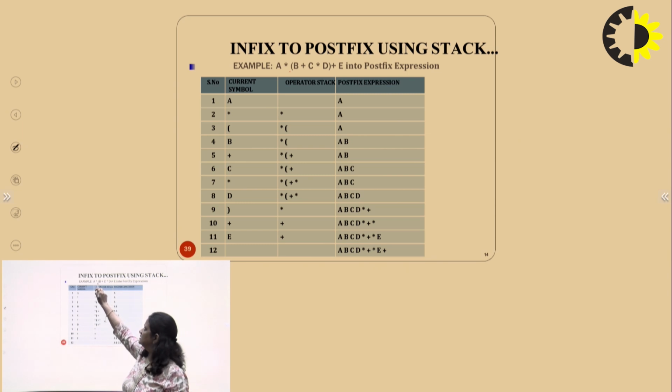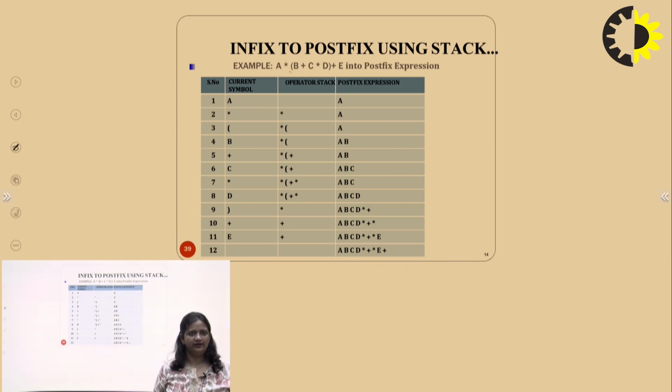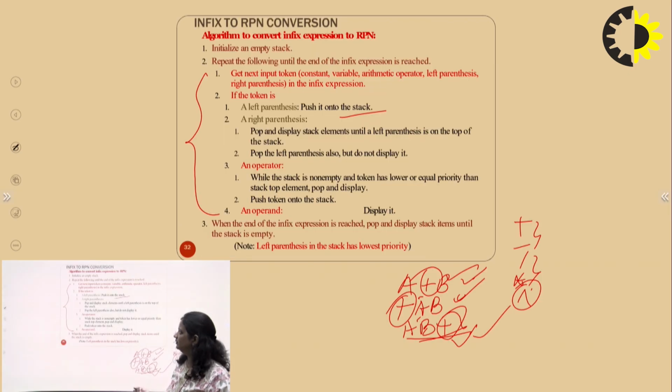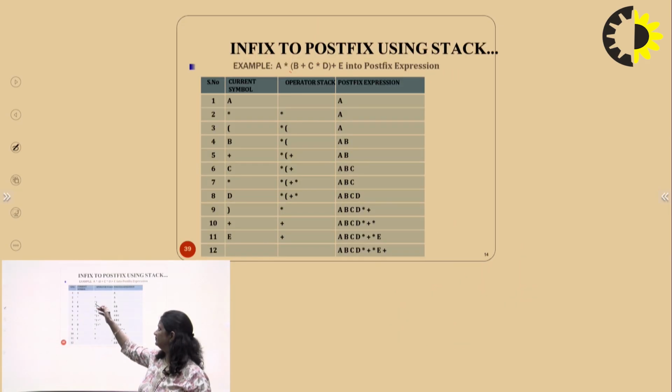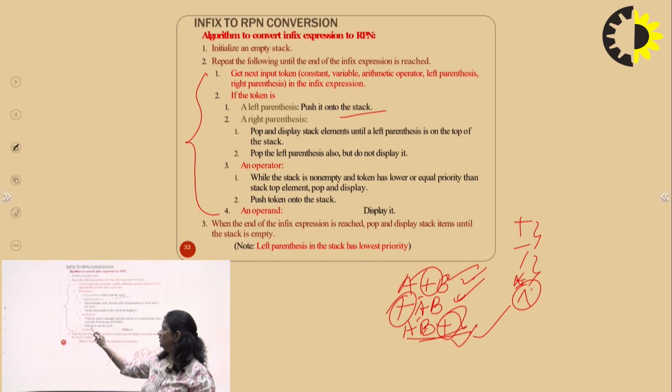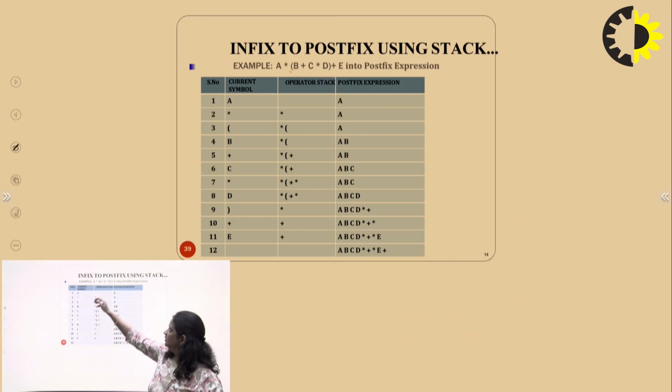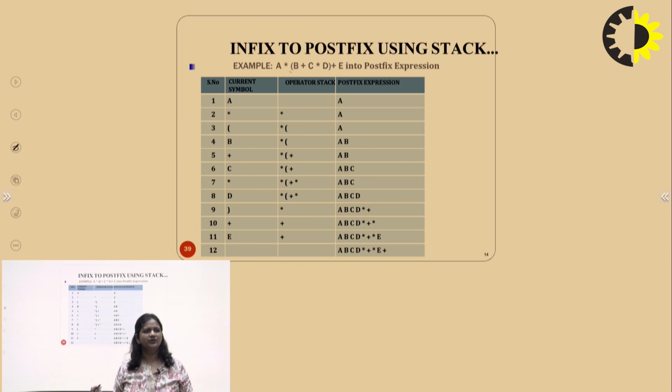Okay. Next is the multiplication sign. The previous one was an operand; this is an operator. So while the stack is non-empty and the token has a lower or equal priority than the stack top element, pop and display. Then push the token onto the stack. In this case we have no other operand or operator, so initially we just put this multiplication operator onto the stack.